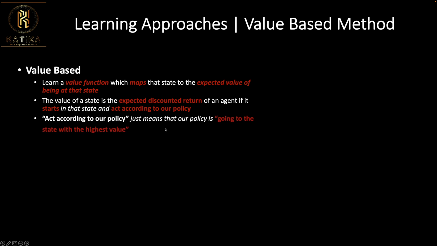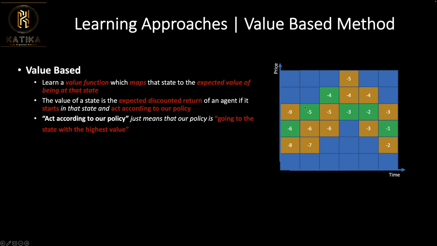That sounds a little complicated. We'll break that down in a second. So act according to our policy. This means that our policy is going to the state with the highest value. Of course, when you have states which have values, you're going to choose the state with the highest value. So let's illustrate this using our previous price chart.